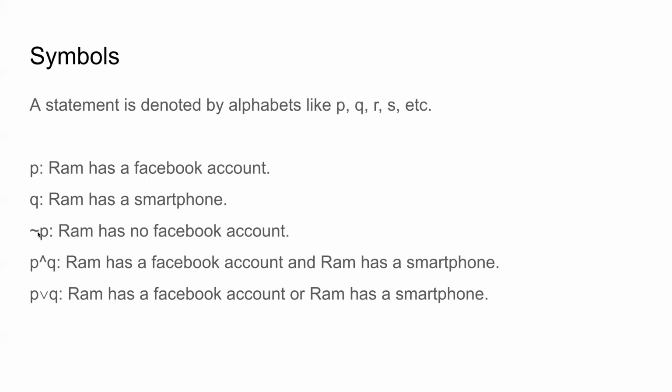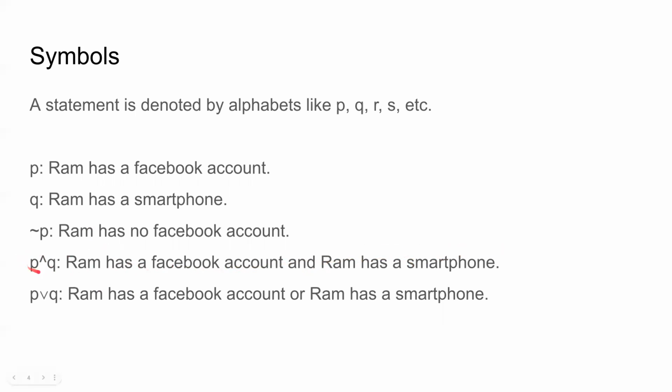And this symbol, tilde, means not P, the negation of the statement P, which is Ram has no Facebook account. Ram has a Facebook account; Ram has no Facebook account is the negation of statement P. Then there is this up arrow. This means and, P and Q. Ram has a Facebook account and Ram has a smartphone.